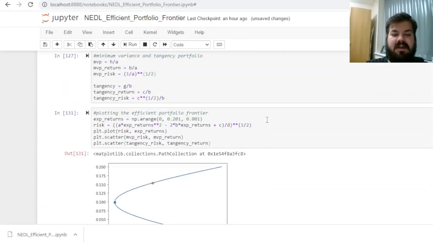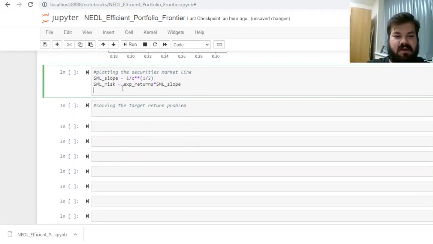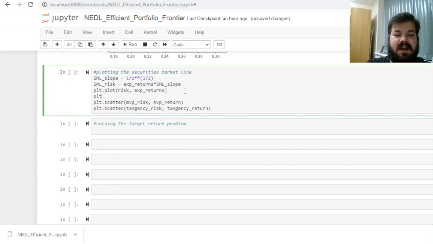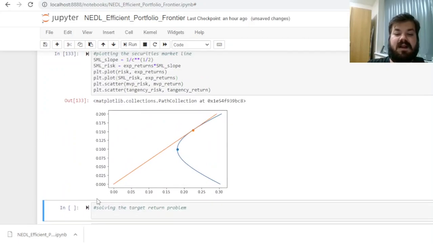And having established the capital market line or securities market line here, we can introduce it on the plot. So alongside our efficient portfolio frontier, we also plot SML risk and expected returns. And that would give us the securities market line that we can easily see is tangent to the efficient portfolio frontier, exactly at the tangency portfolio point.